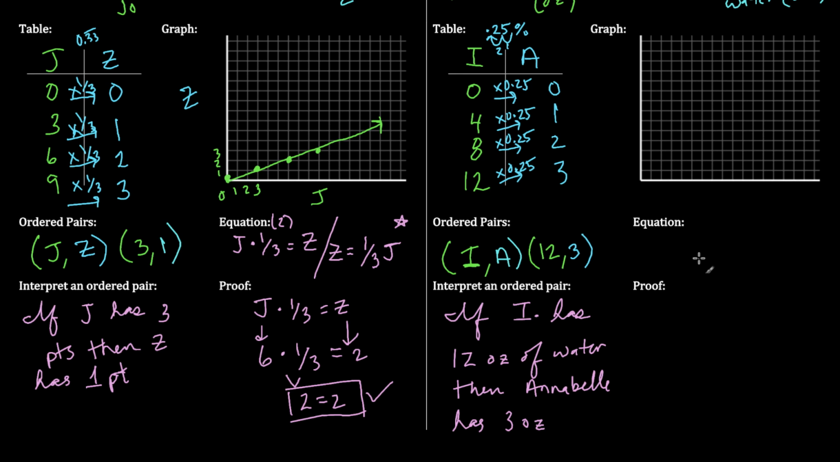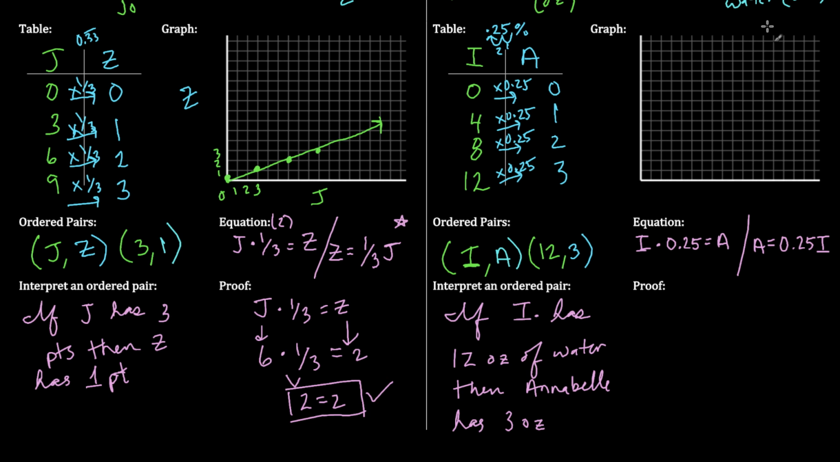Okay. Our equations. Well, we can take Izzy's water and multiply it by 25% or 0.25, and I should get Annabelle's water. The other way, and remember I want you to write it, is Annabelle's water is, and you just smash it together with the other variable. So Annabelle's water equals 0.25 times Izzy's. I know that I skipped over the graph for now. I just didn't feel like doing it yet.